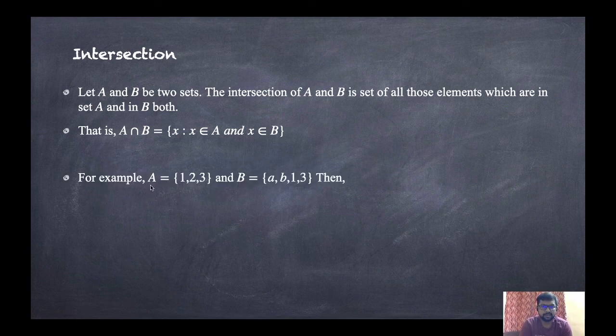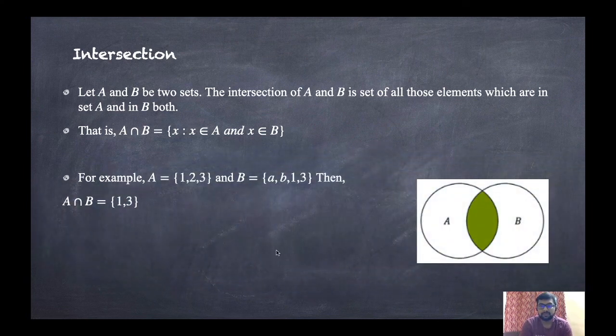For example, A equals 1, 2, 3, B equals {a, b, 1, 3}. Then what will be the intersection? That means the common points. Here 1, 3 and 1, 3. So both are common. So A intersection B will be 1, 3. Now the Venn diagram. This is the universal portion. Now here this green portion is intersecting between A and B. So this green portion is A intersection B.